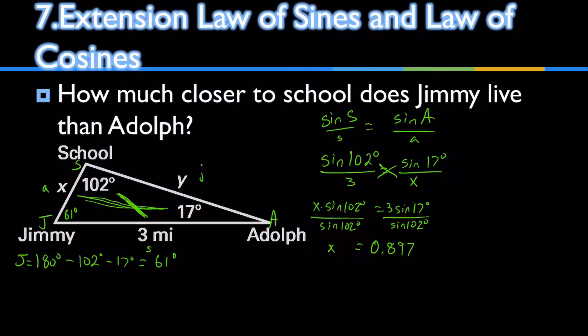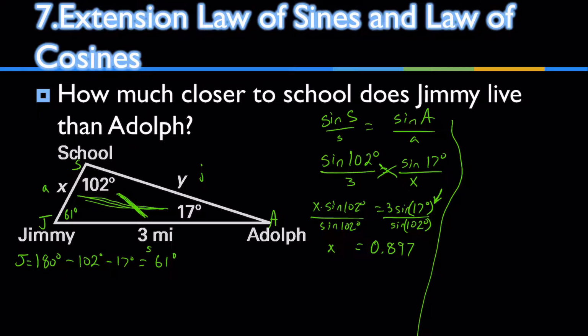When I do that, I get x to be about 0.897. Now when you put that in your calculator, you're going to have parentheses around your angles. Make sure you close the parenthesis. Students usually mess up so they don't close that top parenthesis. All right, so that's x.